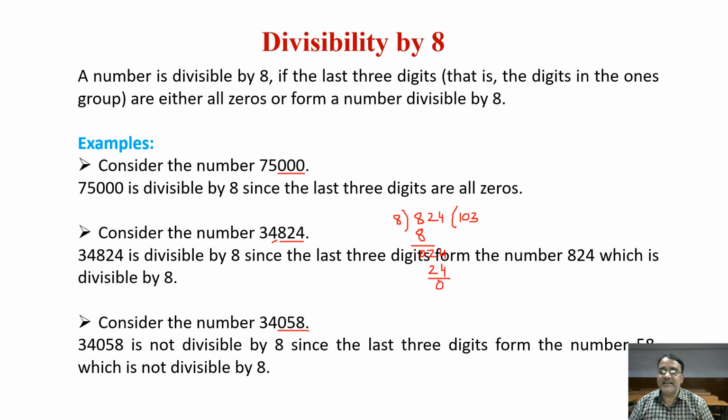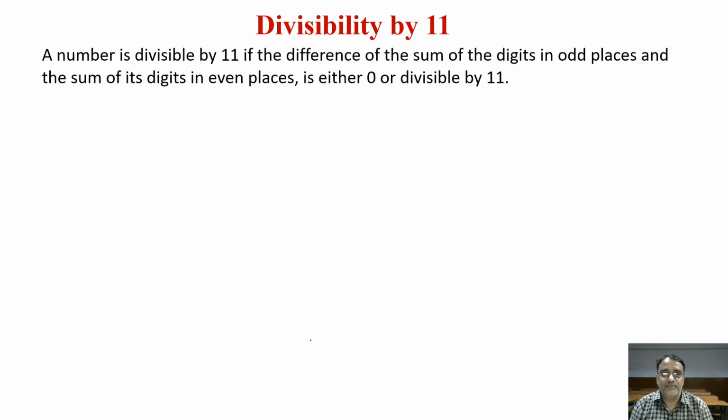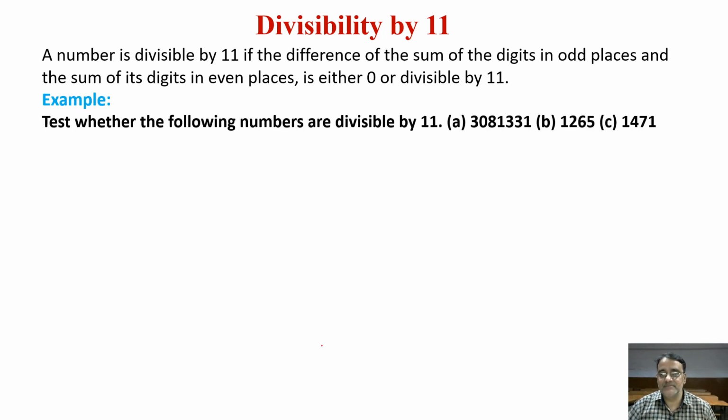अब एक ही divisibility test बच गया है, 11 वाला. ओके, सो 11 का क्या है, ऑड प्लेस और इवन प्लेस का जो डिफरेंस है वो 11 से डिवाइड होना चाहिए, right? A number is divisible by 11 if the difference of the sum of the digits in odd place and the sum of the digits in even place is either 0 or divisible by 11. We'll see one example.